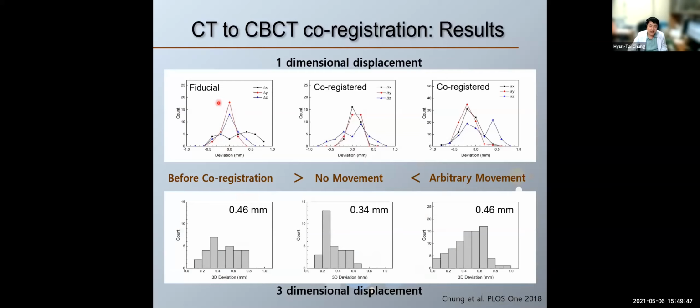This is the result. The upper three are the one-dimensional displacements, delta x, delta y, delta z, and the lower three are the three-dimensional differences. Before I did anything, there was a 0.5 millimeter difference. After I corrected without movement, with the phantom fixed at the same position, the difference was reduced. But when I moved the phantom in an arbitrary, very unrealistically large way, the difference became the same as with the fiducial markers. So at least for phantoms with CT images, we can have the same accuracy with correlated images.